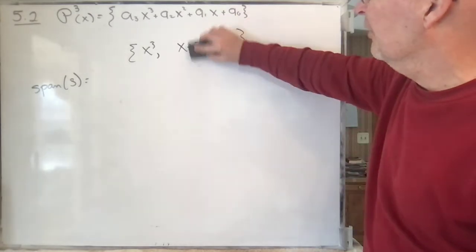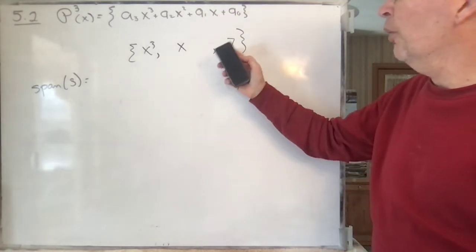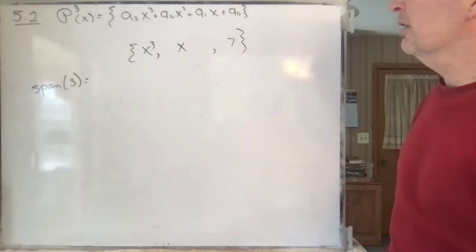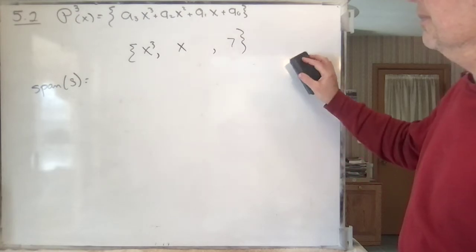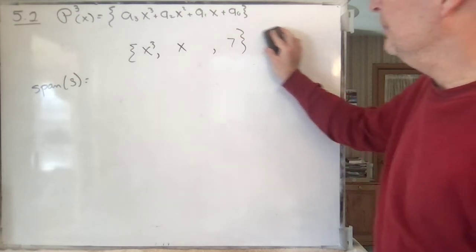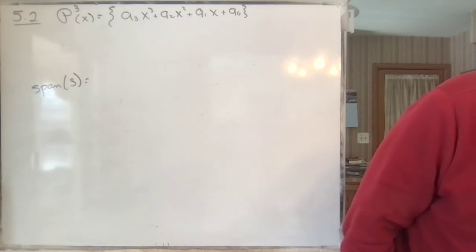I could have just let this be x squared and gotten something that maybe looked a little easier. Again, there's no way to get one from the others. So that's a linearly independent set.